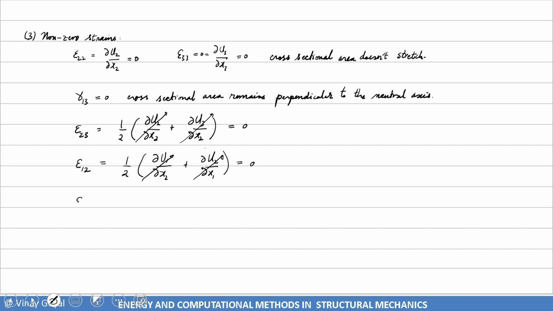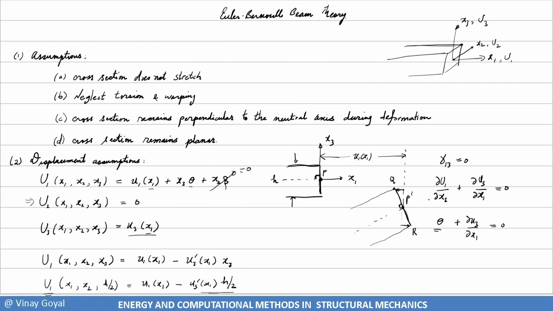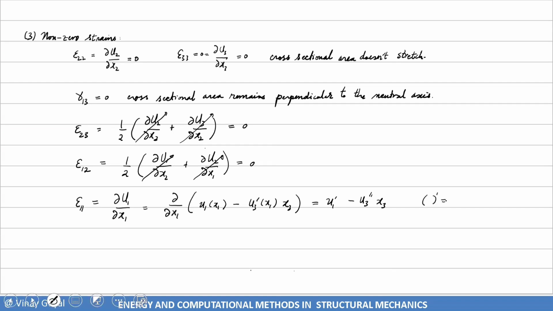And the only non-zero strain that I get then is epsilon 1,1, which is partial u1 with respect to x1. And u1 was defined as small u1(x1) minus u3 prime(x1) times x3. So that's really u1 prime minus u3 double prime times x3, where u1 and u3 depend on x1. A prime represents the derivative with respect to x1, and double prime corresponds to the second derivative with respect to x1.